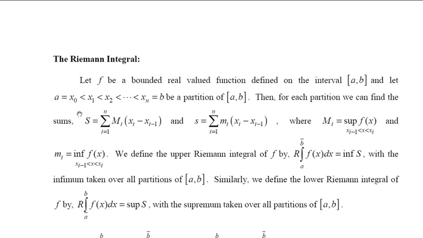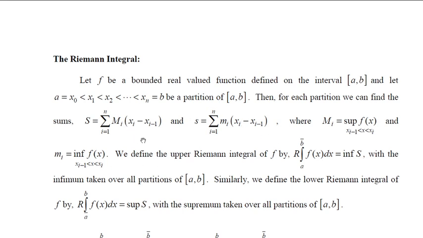This is the upper Riemann sum, and the lower Riemann sum is given by small s, which is summation i from 1 to n of mi into (xi minus xi-1), where this mi is the infimum of f(x) in the ith interval, that is xi-1 to xi. We knew all these results.